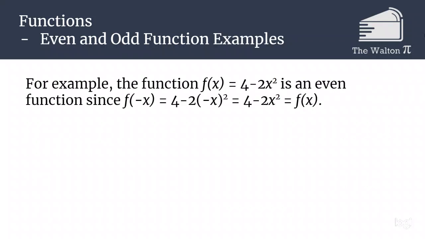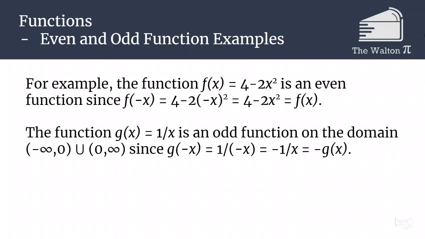So for example, the function f of x equals 4 minus 2x squared is an even function, since if we plug in negative x, we get 4 minus 2 times negative x squared, but negative x all squared, that's the same thing as x squared. So it is going to be equal to 4 minus 2x squared, which is what f of x is. And then the function g of x equals 1 over x, that's an odd function, since g of negative x is equal to 1 over negative x, which is negative 1 over x, which is just negative g of x. So those are two examples of even and odd functions.